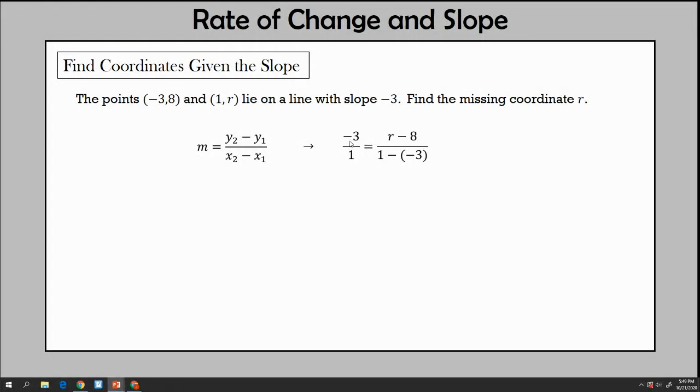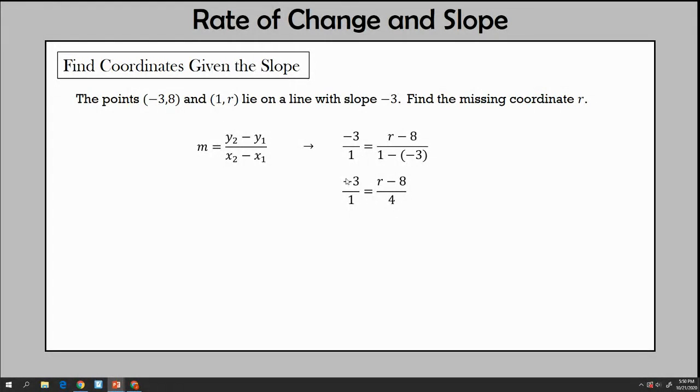I'm going to write -3 as the fraction -3 over 1, because any whole number can be written as a fraction over 1. Then I'm going to do the difference in y's, r minus 8, over the difference of x's, 1 minus -3. Now I'm going to solve this equation. I'll leave it as -3 over 1 equals r minus 8 over, and 1 minus -3 is really 1 plus 3, which is 4.